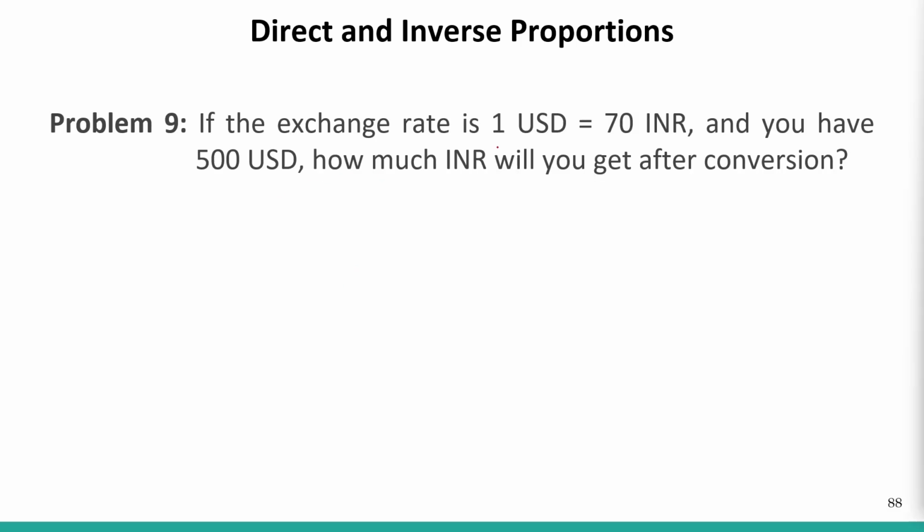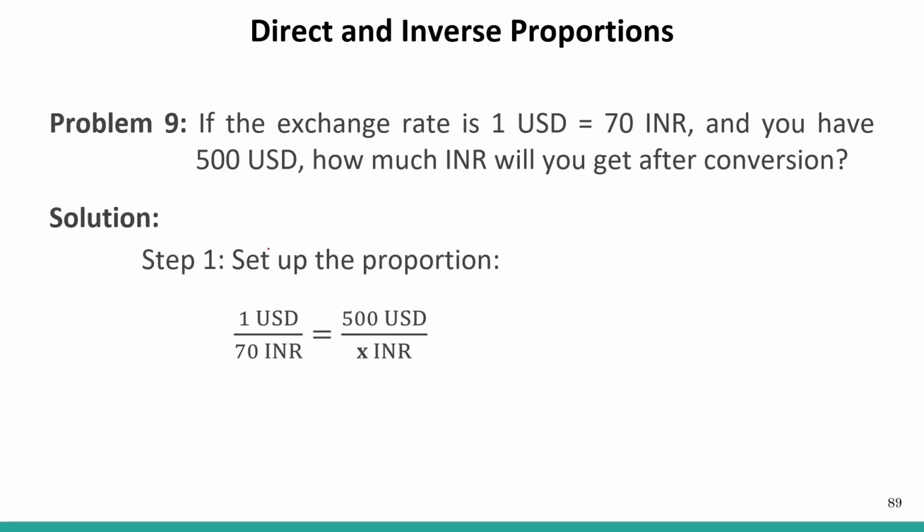So if the exchange rate is $1 is equal to 70 Indian rupees, and you have 500 USD, how much Indian rupee will you be getting after the conversion? So let's go forward. So setting up the proportion. $1 is 70 Indian rupees and 500 US dollars is equal to X Indian rupees. This is what we have assumed here.